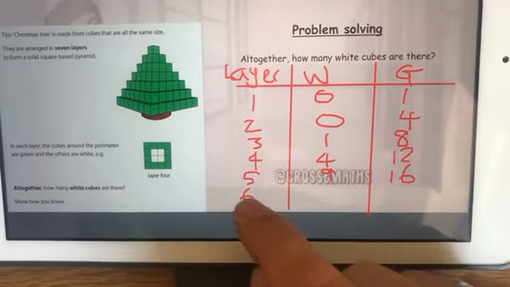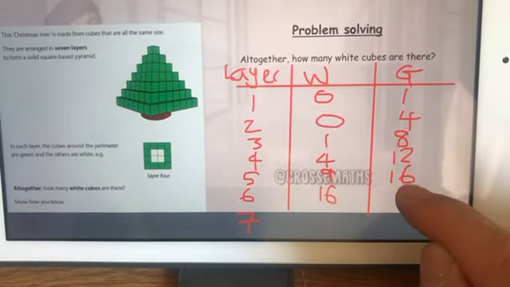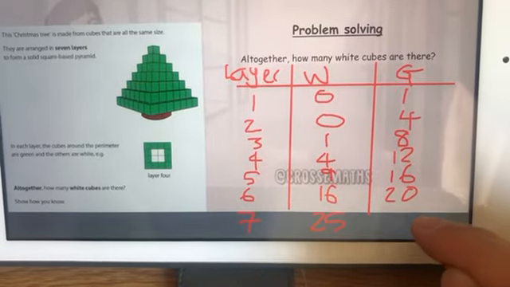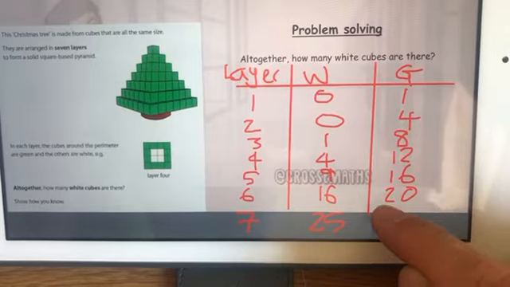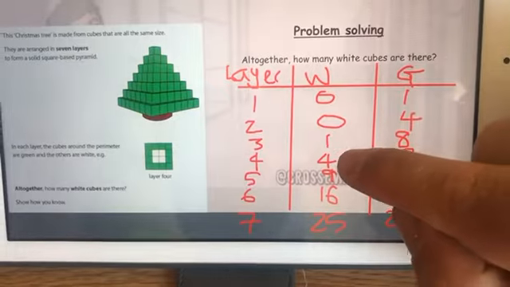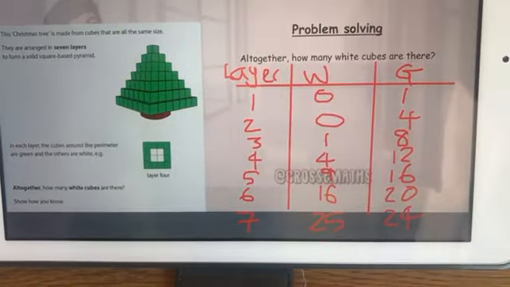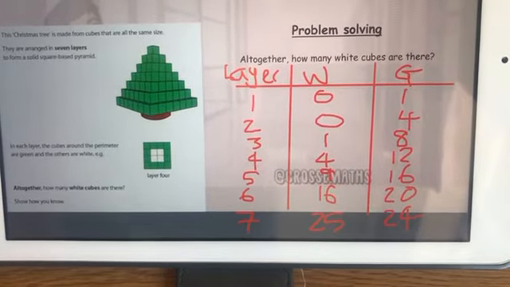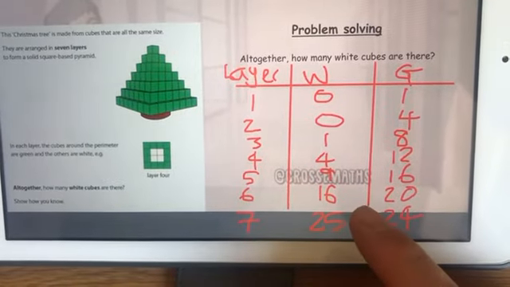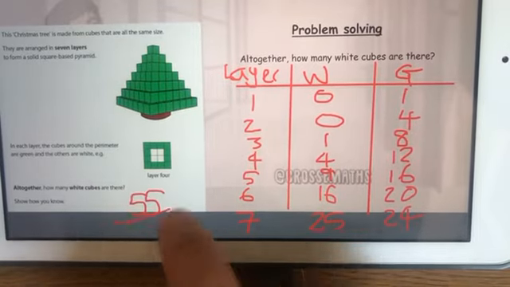Layer 6 and 7. Layer 6, instead of 9, is going to have 16 whites, and 20 greens. And layer 7 is going to have 25 whites and 24 greens. So the question asked is, how many whites did it have? I've got a 1, a 4, a 9, a 16, and a 25. If I add all those up, 1 plus 4 plus 9 is 14. Add on 16 is 30. Add on 25 is 55. So there are 55 white cubes altogether.